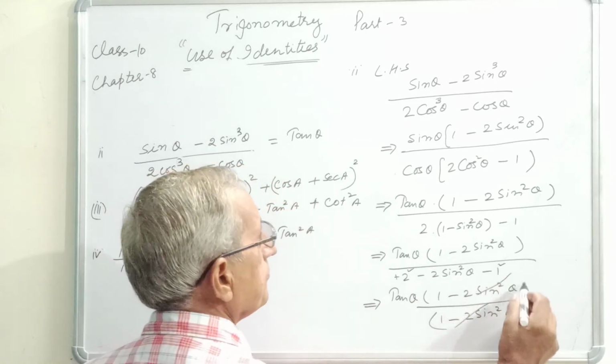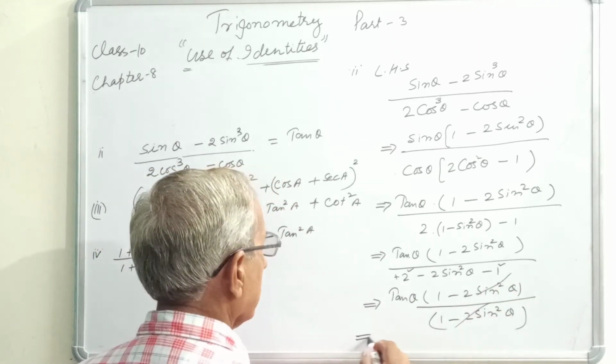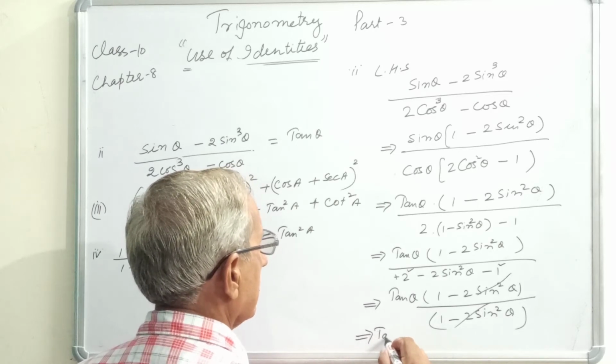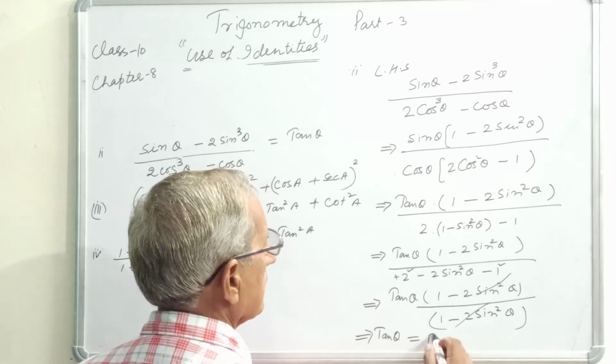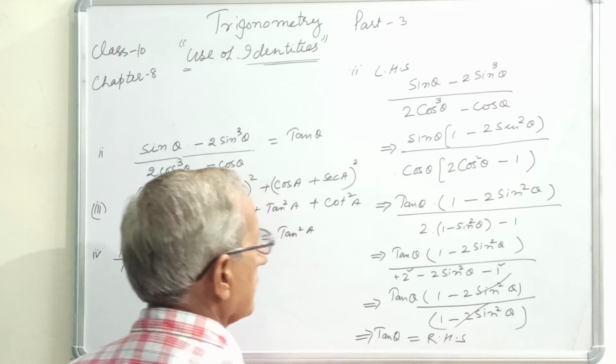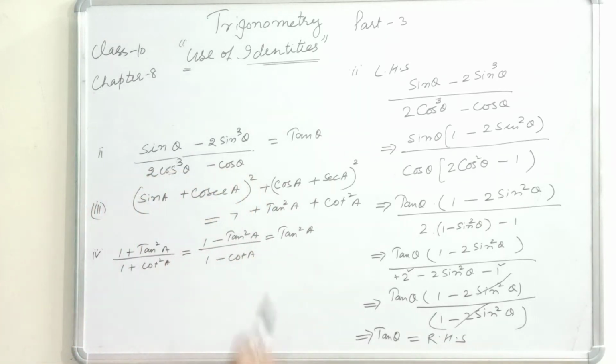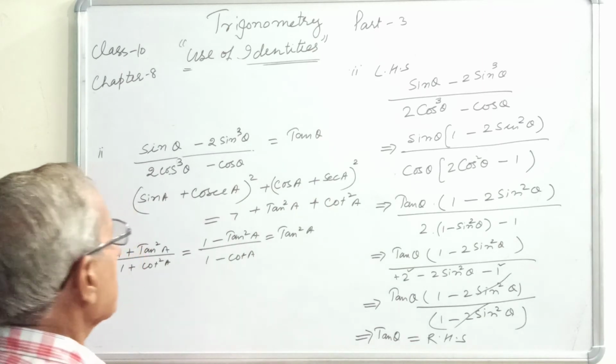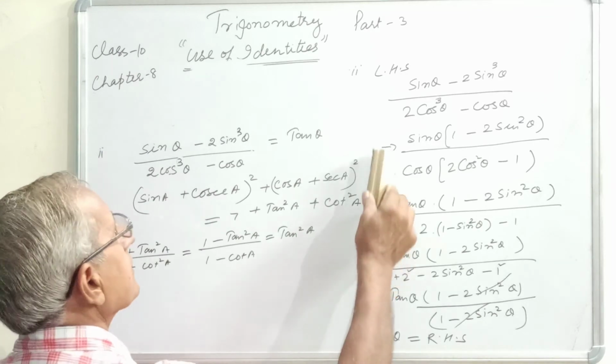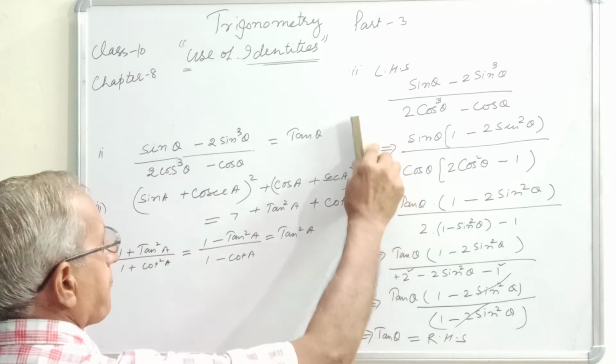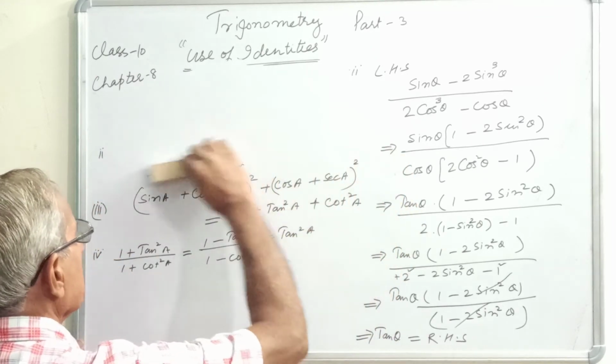Cancel this term, so we have got tangent theta and that is the right hand side. So we have got the right hand side, that is the tangent theta. So we have proved the left hand side with right hand side, they are equal. Now take the next part.